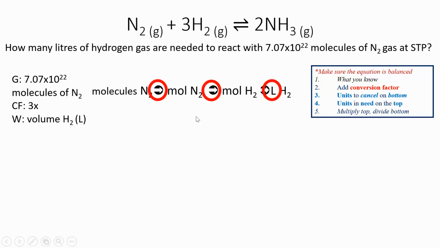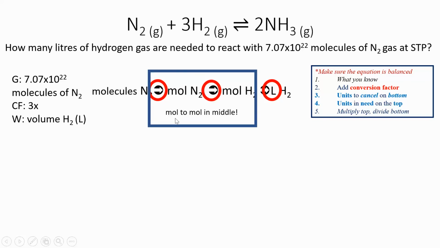I'm going to circle these again because each one of these arrows turns into a conversion factor, or one of the fractions that we're going to set up. And again, mole to mole in the middle. Keep a lookout for that because that should happen in each of your problems. Okay, I want you to try to set this up on your own now. Work through the entire thing and get an answer.